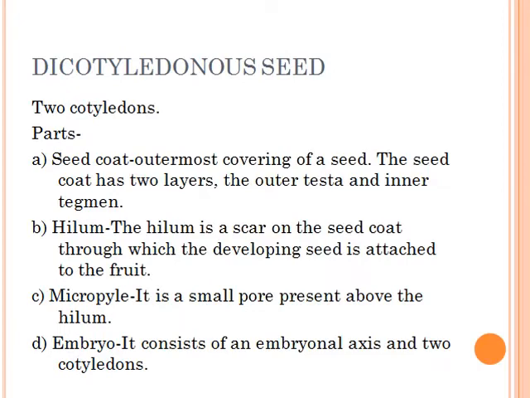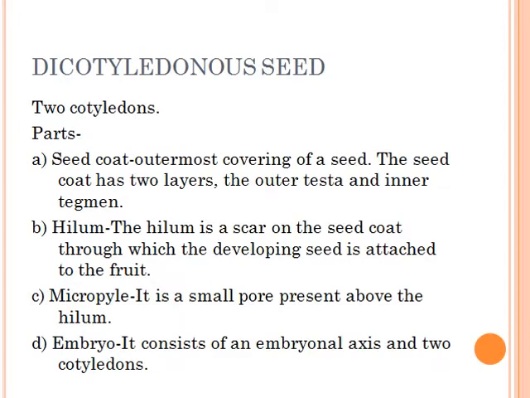through which the developing seed is attached to the fruit. So how is the seed attached? Because of the hilum. That means it is the attaching part. How is it attached? It is a scar only. Now the micropylar region. While studying the ovule structure, you have the micropylar region and the chalazal region, right? The micropylar region is a small pore present above the hilum. So hilum is a scar where the seed is attached to the fruit.